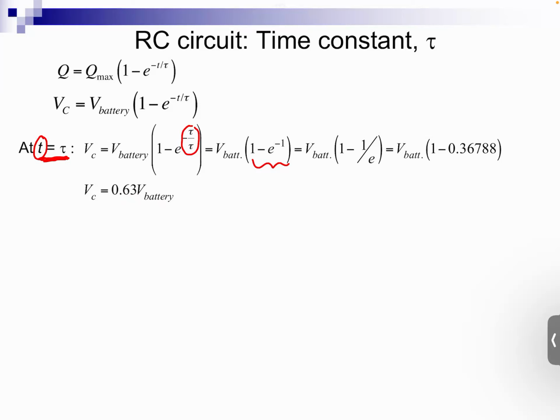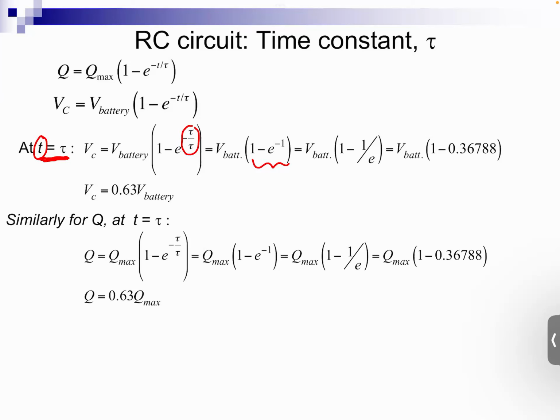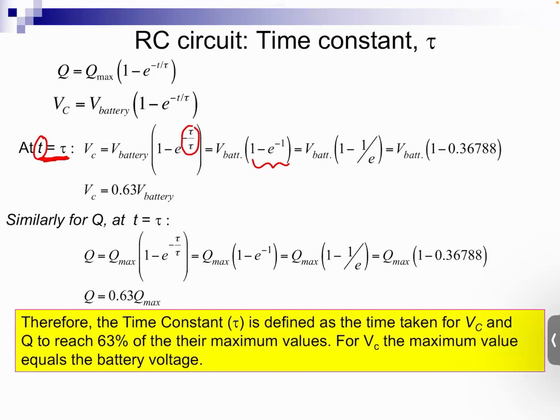Make sense? All right. We can do the same exercise for the charge. The equation has the same form, and so similarly, you end up with 0.63 of Q max. So at time t equals the time constant, you would have stored 63% of the maximum charge that the capacitor can store. And hence that's why it's 63%, which was defined in the graph.